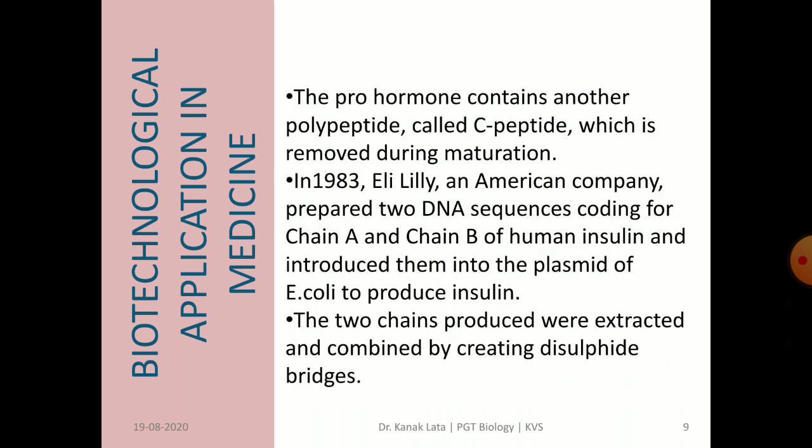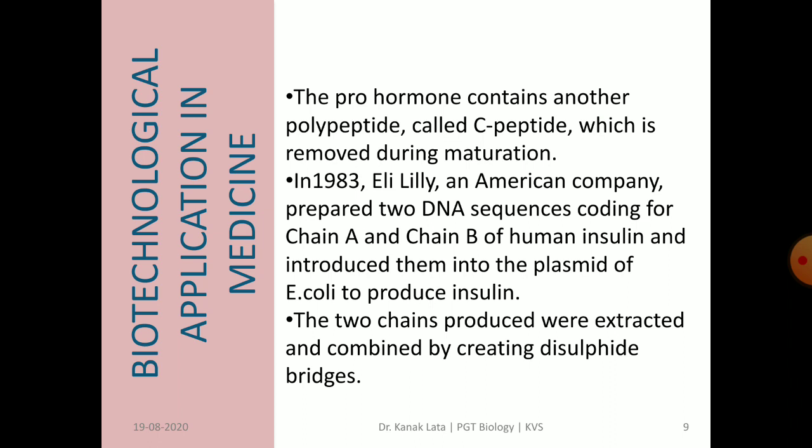The prohormone contains an extra polypeptide chain called C-peptide. The C-peptide stretch of chain is removed during the conversion of prohormone to mature hormone, that is insulin. This process is called maturation. So during the maturation, prohormone is converted into mature hormone. So what is done in maturation? In the maturation process, the C-peptide is removed.